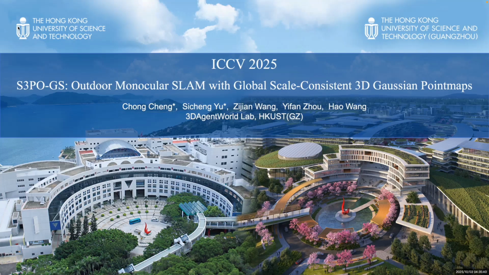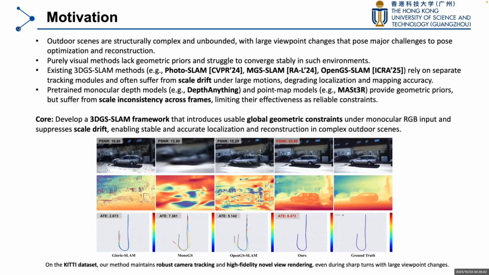Let me start with the motivation. Outdoor scenes are very complex and often unbounded. They include large viewpoint changes, which make pose optimization and reconstruction very difficult. Purely visual methods usually fail here because they do not have strong geometric priors.